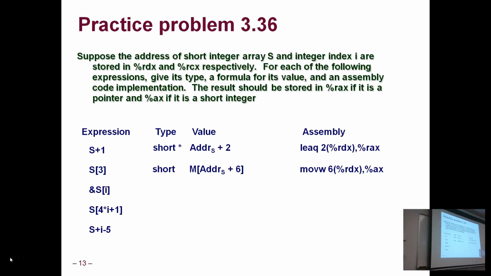The address of S of I: here you're going to actually use the index register RCX. This is going to be a short pointer. The value is the base address plus 2 times I. And the instruction is a leaq, parentheses, RDX is the base, the index is RCX, your scale factor is 2 because it's short, and that goes into RAX.